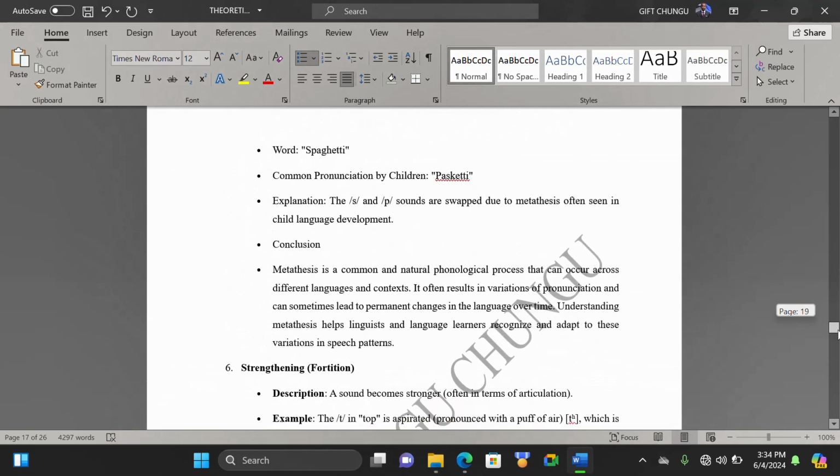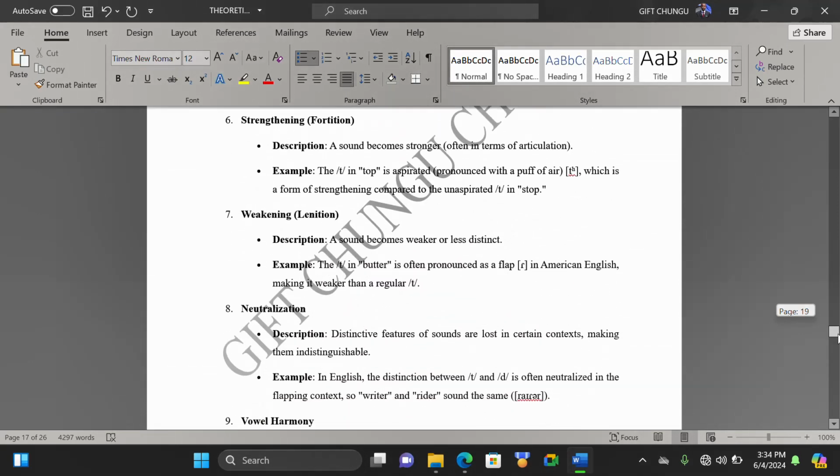Then we also have another phonological rule, that is strengthening. When we look at strengthening, strengthening is what we also call fortition. So here is where a sound becomes stronger. Are you getting it? The sound becomes what? Stronger.